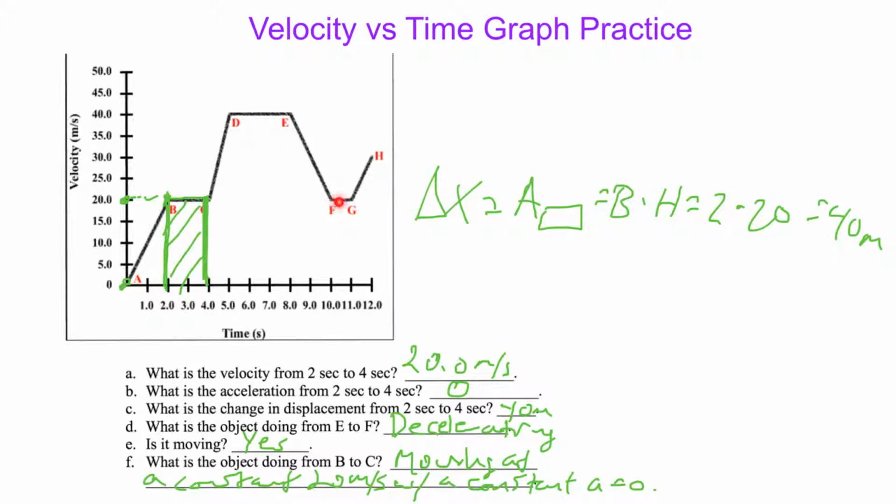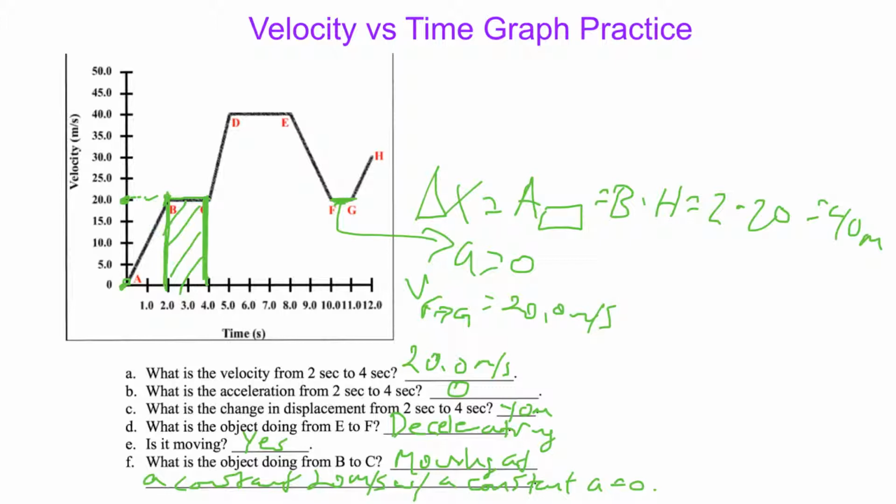Let's look at some of these other things. What's it doing from F to G? What can you tell me about the acceleration there? Okay, good, the acceleration is 0. Again, we have a horizontal line. What's the velocity from F to G? Hopefully you said it was that 20 meters per second again.